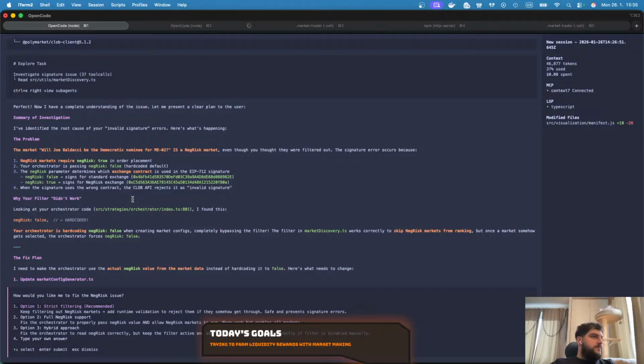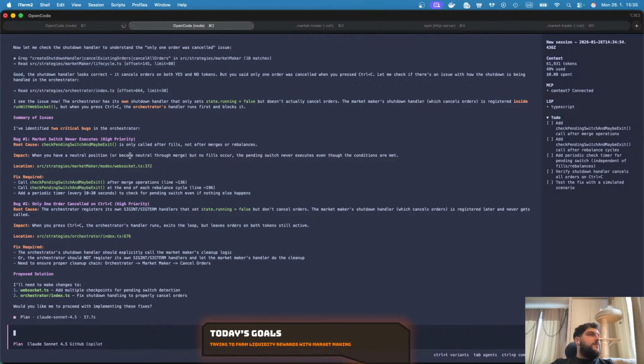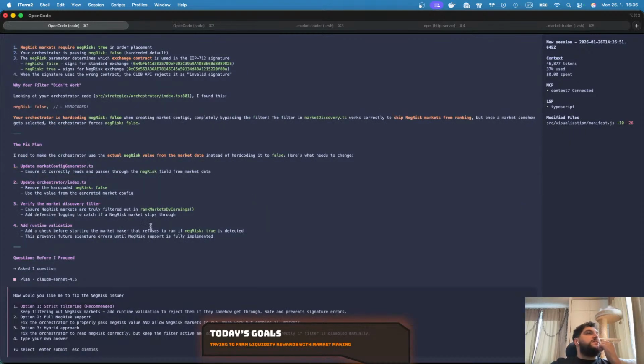Why your filter didn't work: I found this. The orchestrator is hard-coding neg risk in the Polymarket config, completely bypassing the filter. The filter works correctly, but once a market somehow gets selected, the orchestrator forces it. Okay, so fix plan. Oh, this one also found an issue. Wow, amazing. We are going to fix everything now. Let's start with this one.